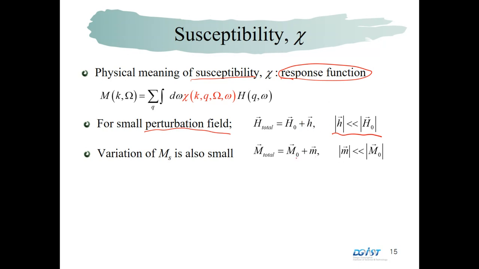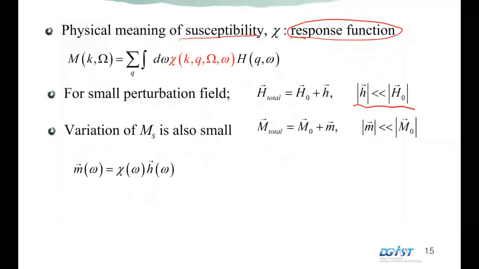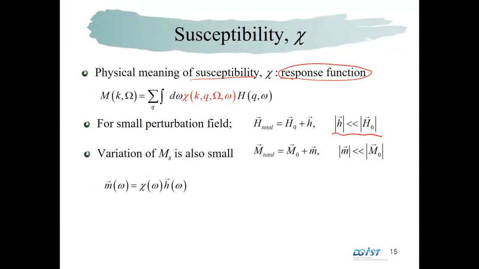And also, the magnitude of the antenna field changes. So this small m is also generally perpendicular to the M0. That's the general way. And let's introduce susceptibility, which is for only the small disturbance. Now we ignore the M0 part, the H0 part. And this small susceptibility we call the h susceptibility.